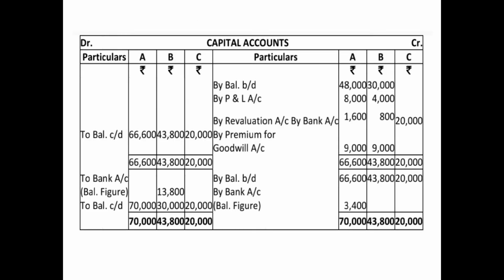As you can see the capital account, on the credit side we have shown the opening balance of A and B. C's opening balance will not be there because he is the new partner, and we are showing the opening balance on the credit side because it was given on the liability side. If it was given on the asset side, then we would have shown it on the debit side. Anyways, on the credit side we are showing the opening balances of A and B as 48,000 and 38,000.